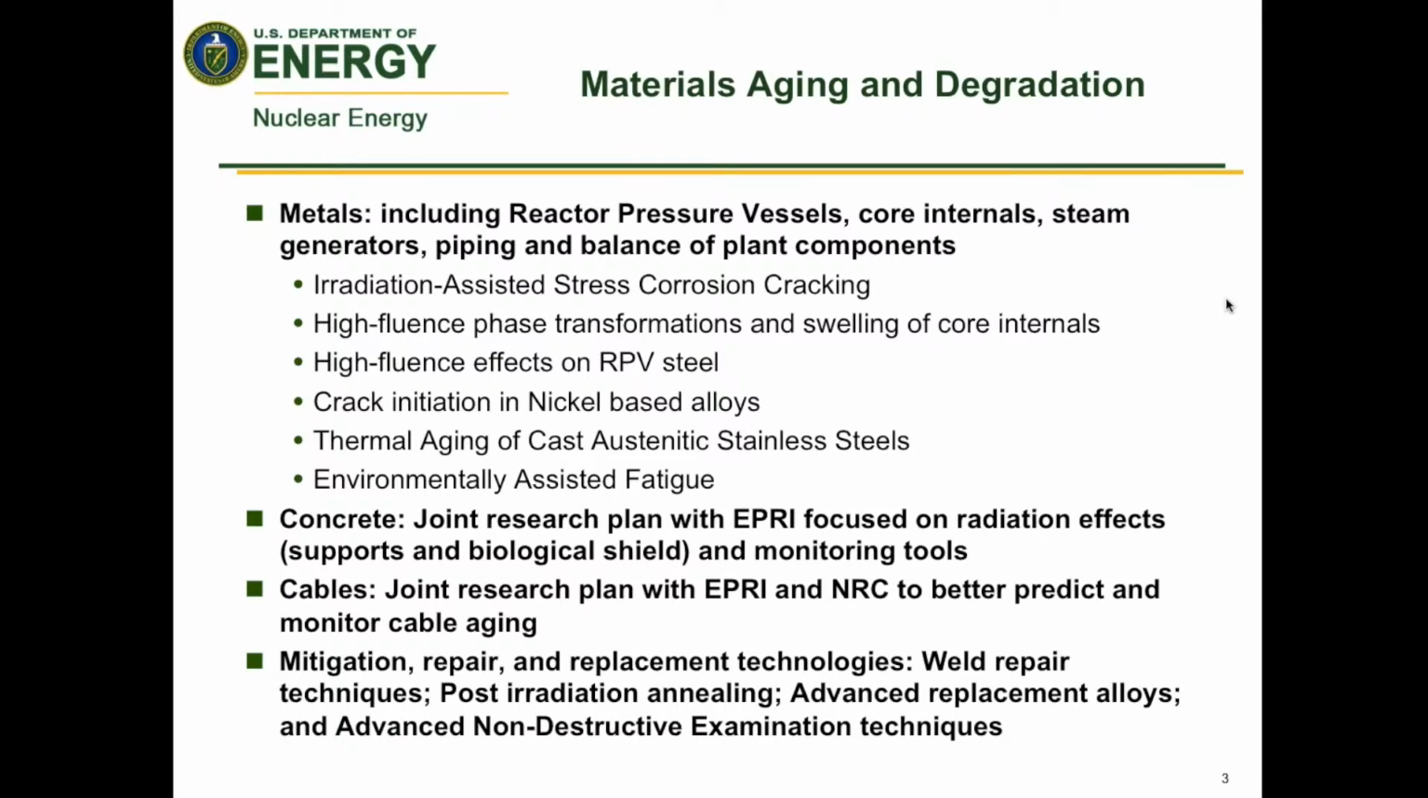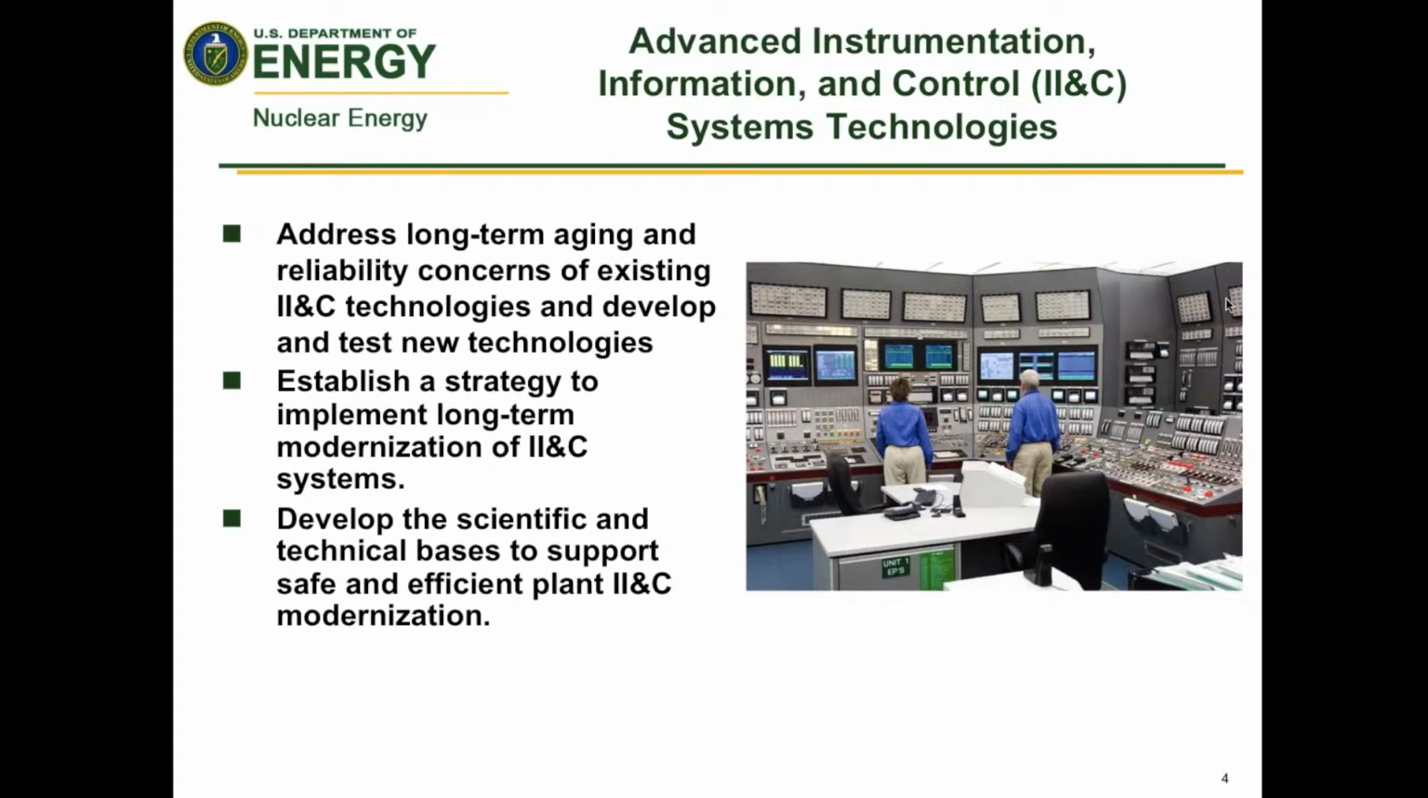The materials aging and degradation pathway looks at materials degradation, metals typically, and there's a list of various phenomena here that are investigated. But we're also looking at concrete, cables, and mitigation and repair and replacement technologies as well. The second area is the instrumentation and controls, and here we're addressing the long-term aging and reliability of the typically analog technologies that exist in our current plants. And so we're facilitating the move by industry toward digital technologies.